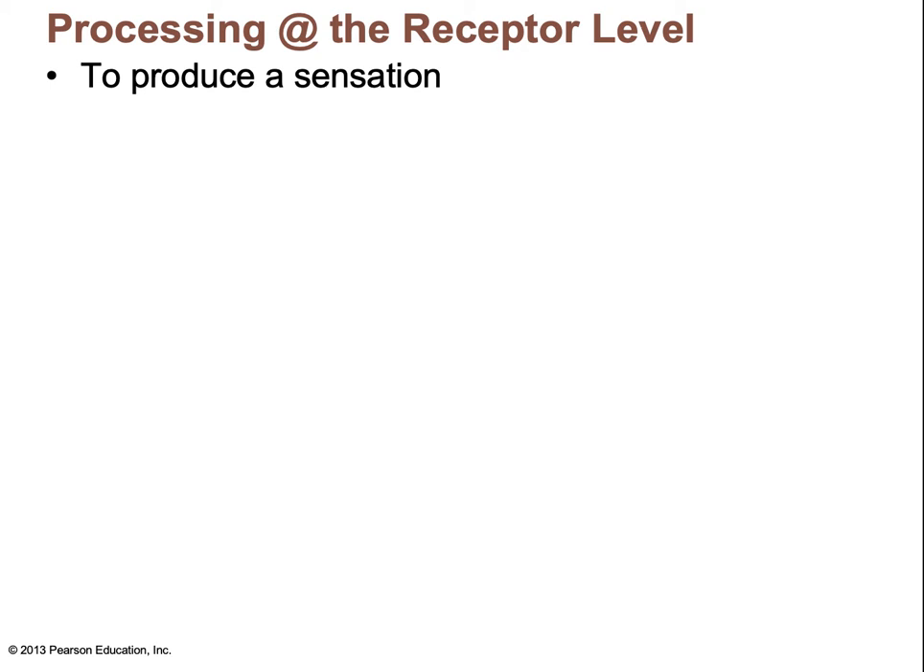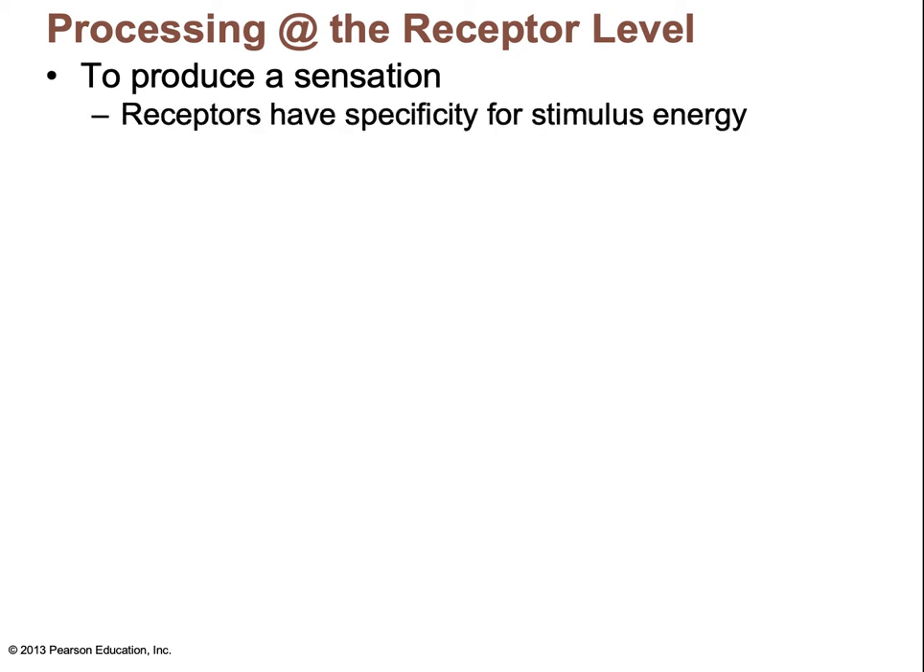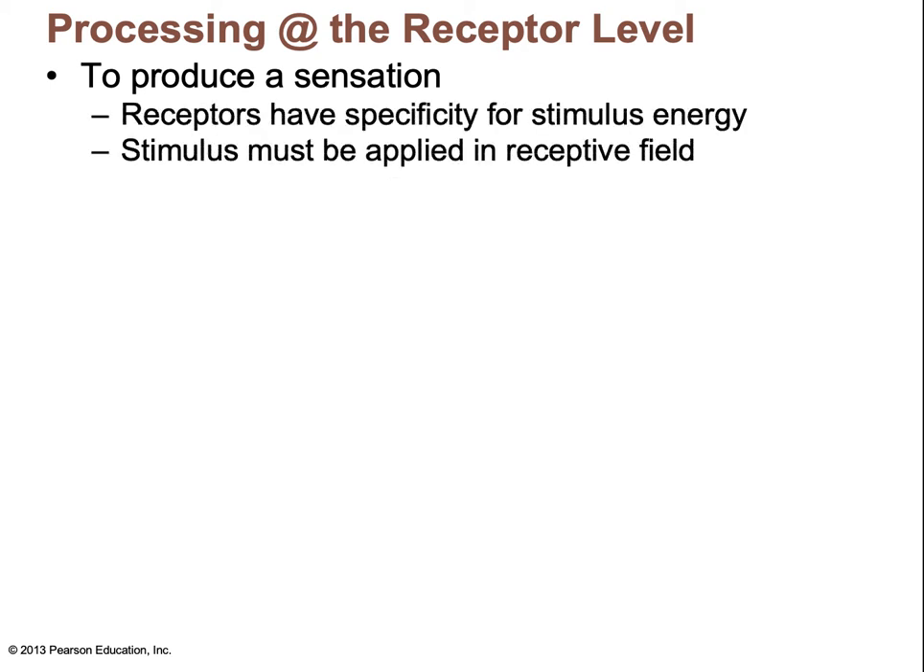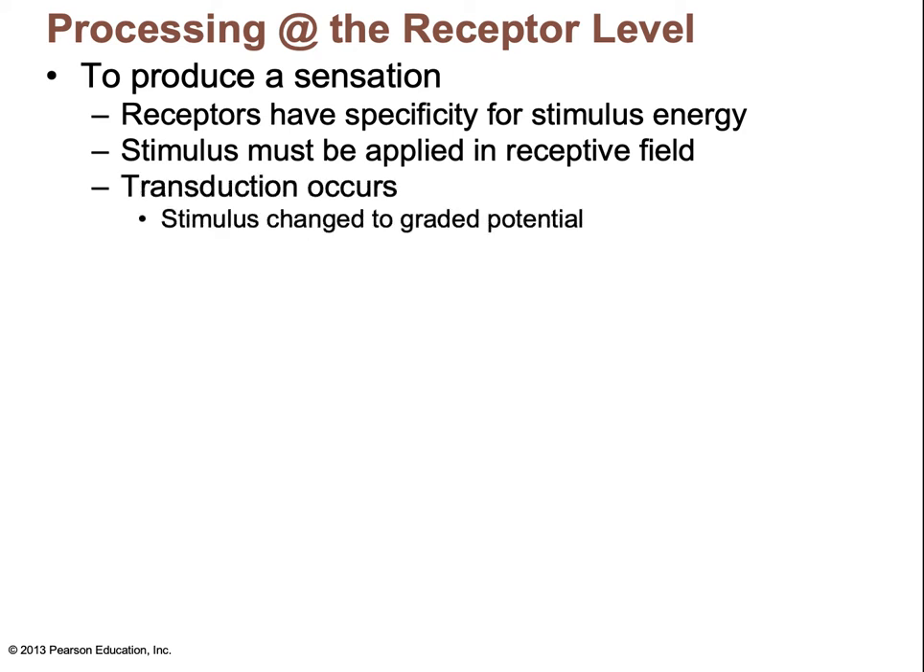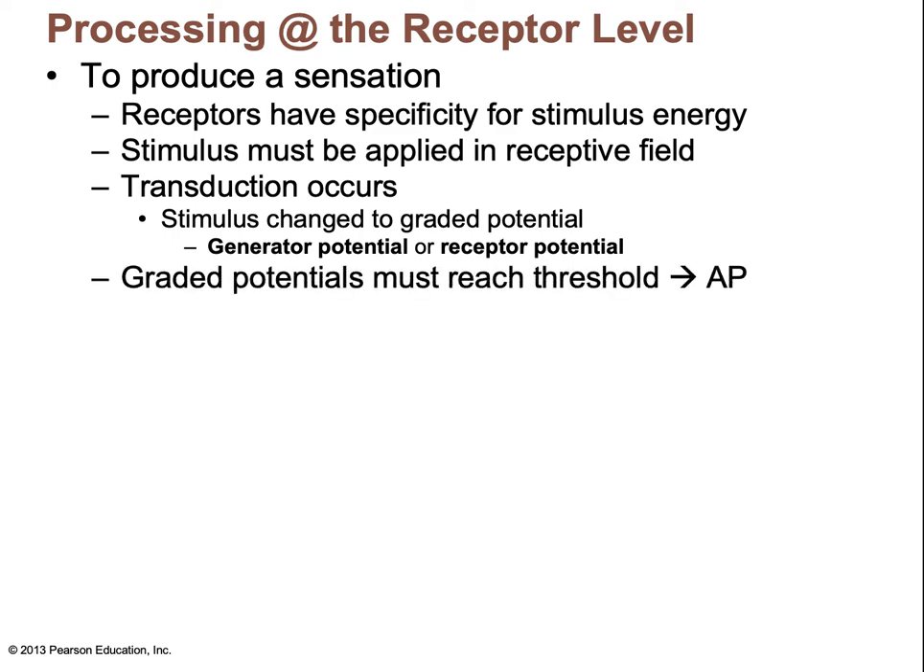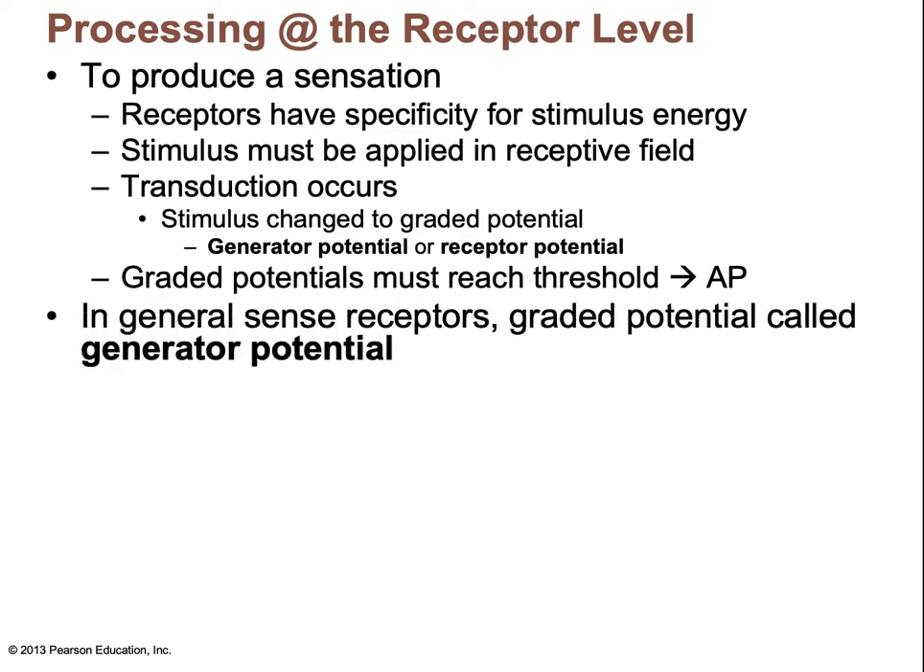Okay, at the receptor level, receptors are specific for their stimulus, which has to be applied in the field that they monitor. Transduction, which is the change of the stimulus into a graded potential, will occur somewhere in this pathway. These are called generator or receptor potentials. The graded potentials have to reach threshold to generate an action potential in the afferent neuron, or else you will not have an electrical signal.